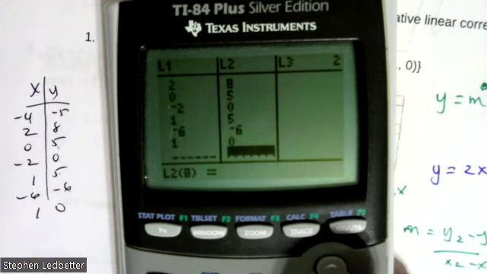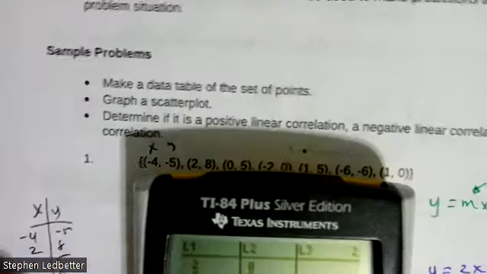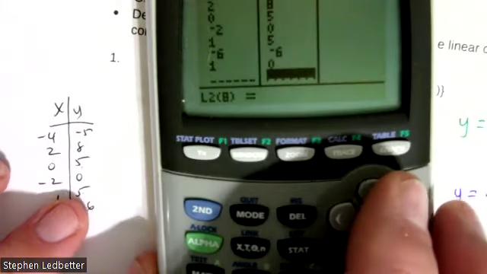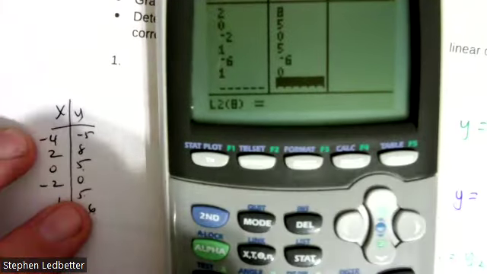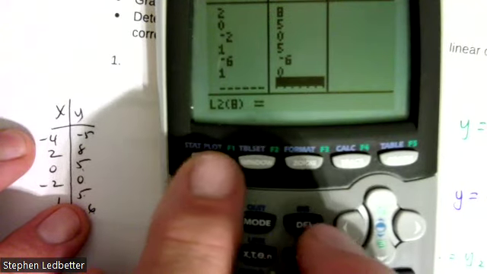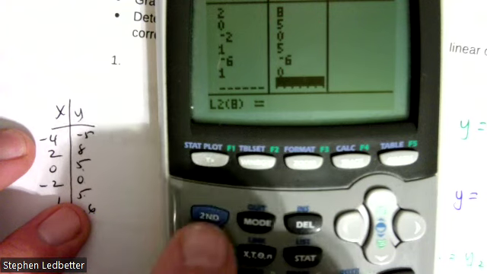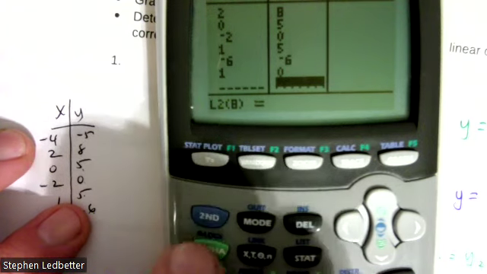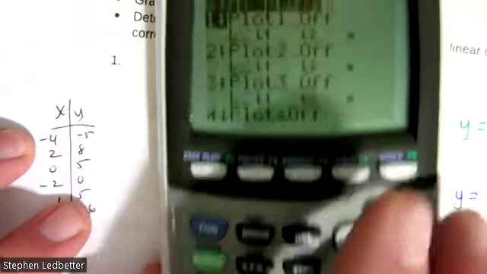All right, now once I get my data in, I want to turn the stat plots on. Just think about it: when you have a bunch of ordered pairs and you want to put the dots on the coordinate plane, you've got to plot them. So I'm going to go to stat plot. Notice it's in blue here on the Y equals, so I have to hit the blue button. So I'm going to hit second, then Y equals.